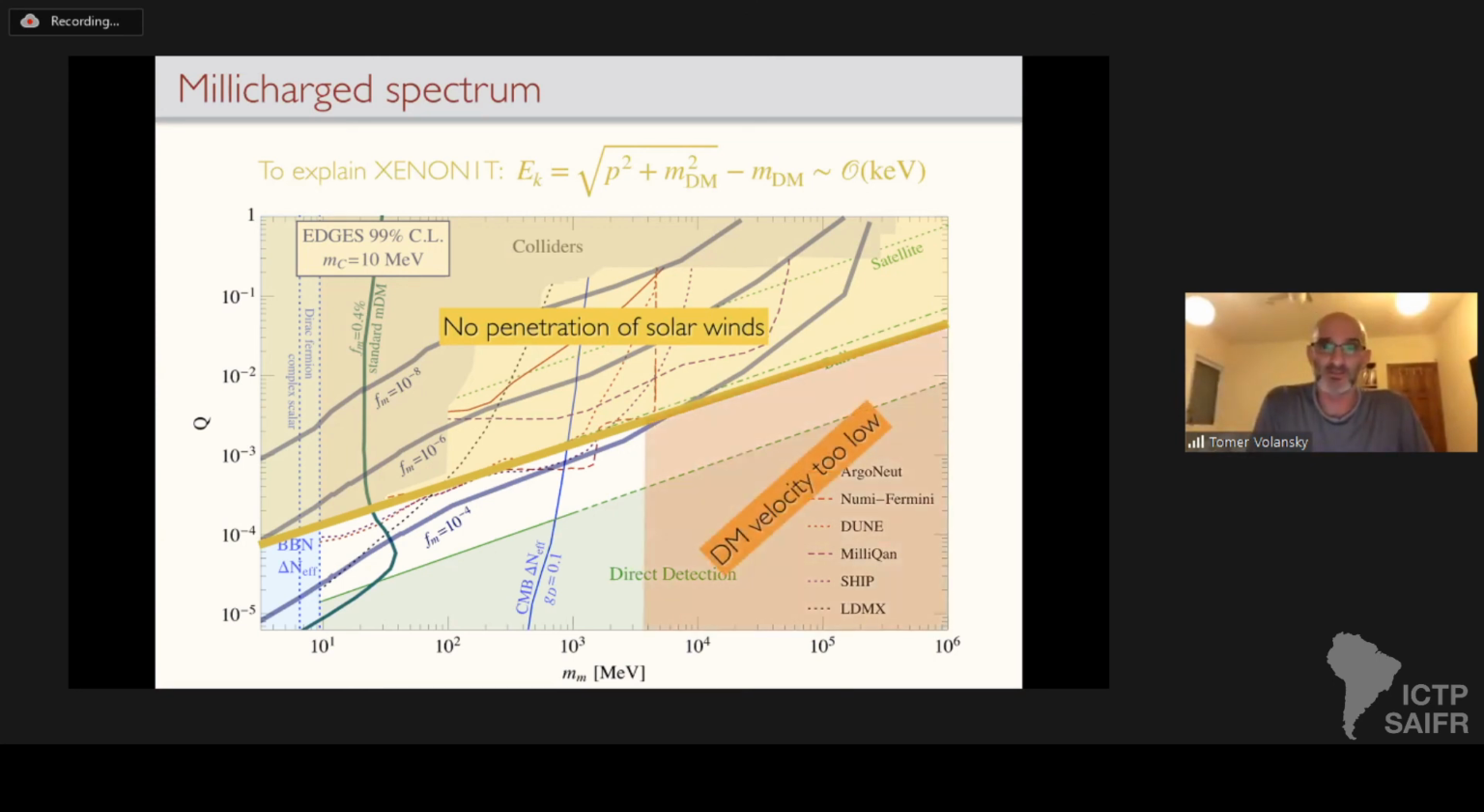That's the spectrum. And so this whole region requires dark matter to have velocities way too low. So you have a whole new region here that can actually explain, with milli-charged dark matter, the XENON1T anomaly. So this is work in progress. I really hope that we'll have a paper out in a week or two about that.